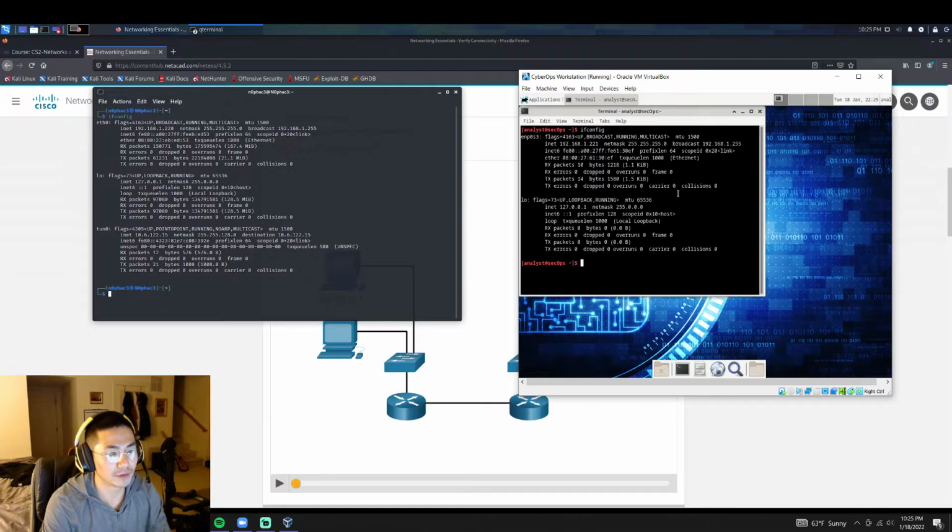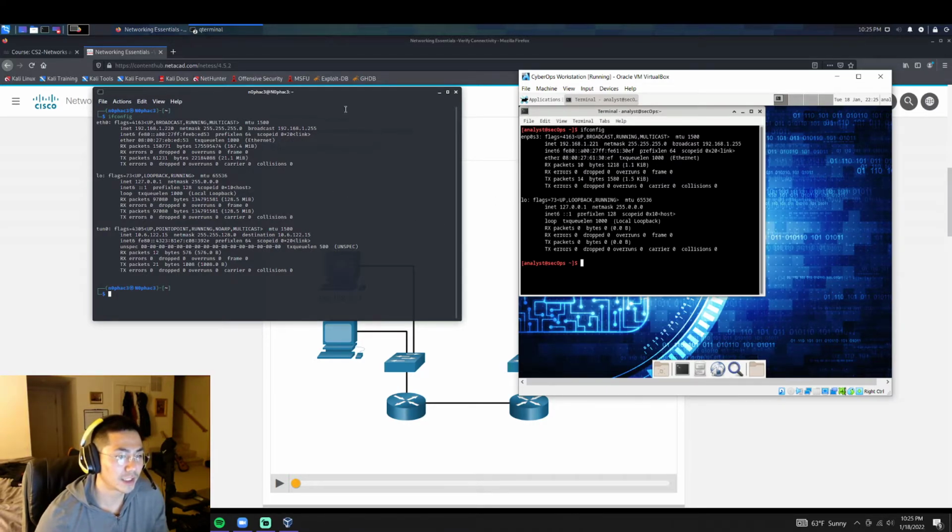Let me run ifconfig. My CyberOps workstation is in the same network as my Kali machine, right? Because we talked about it last time. They're both in the 192.168.1 network, and this is the 221 host, right?